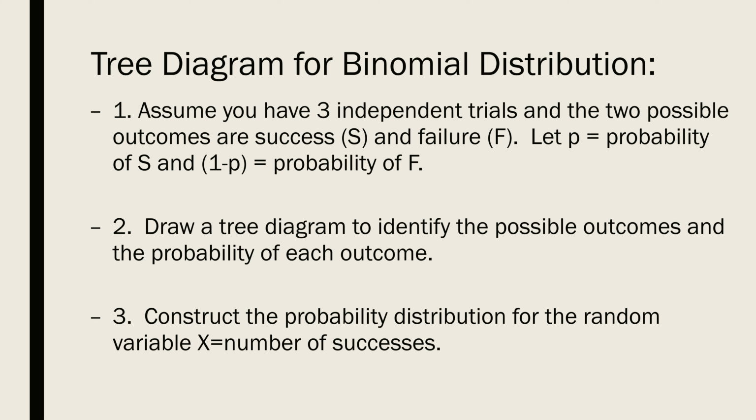First, assume you have three independent trials, and the two possible outcomes are success and failure. Let p equal the probability of success, and 1 minus p the probability of failure. Second, draw a tree diagram to identify the possible outcomes and the probability of each outcome. Last, construct the probability distribution for the random variable x equals number of successes.